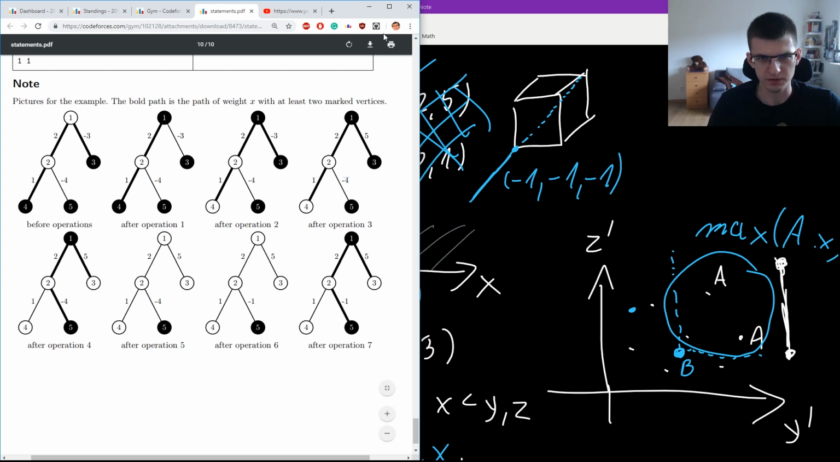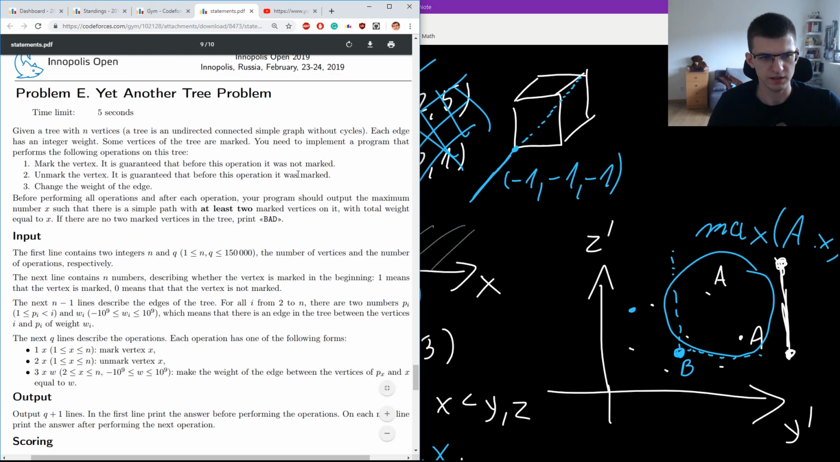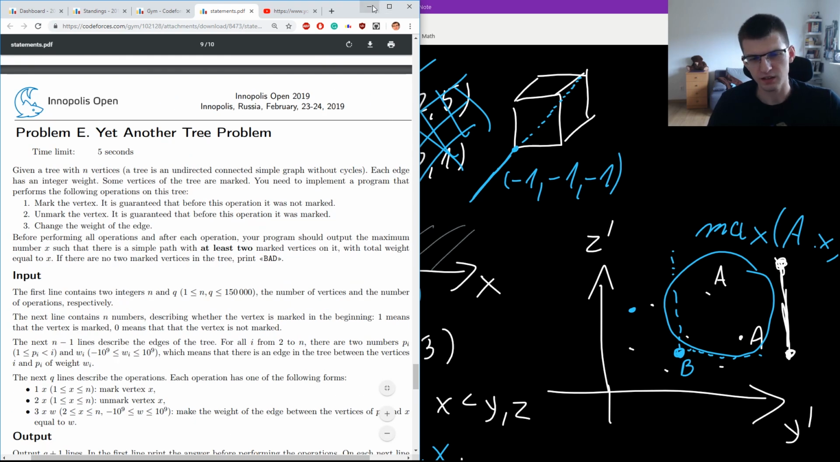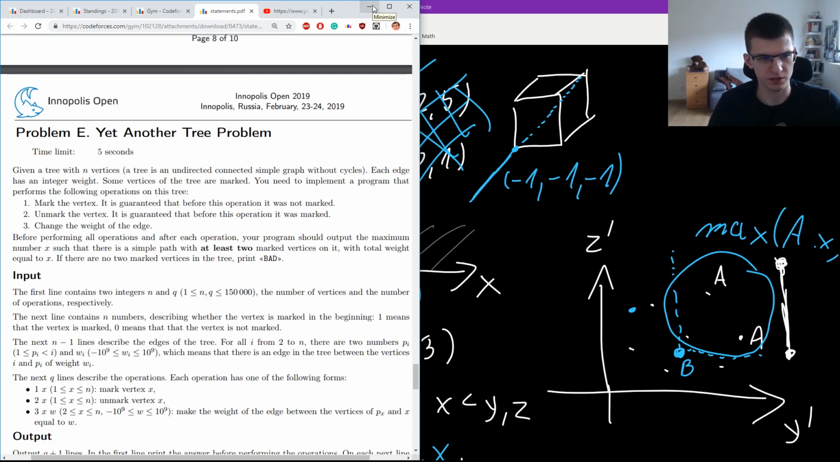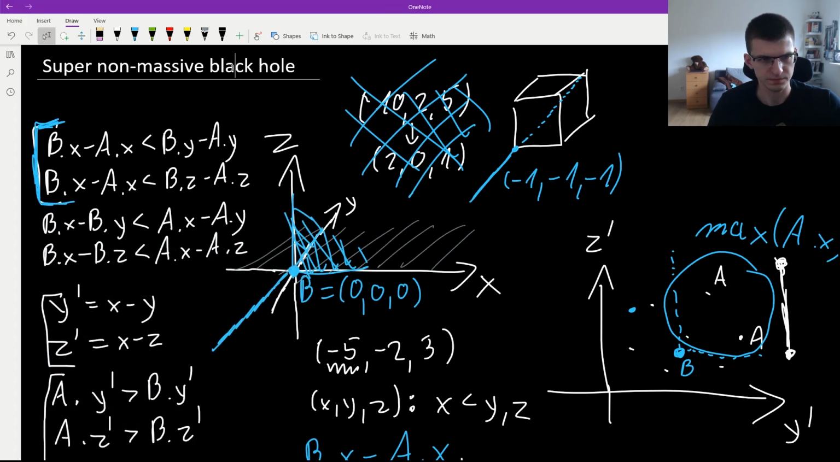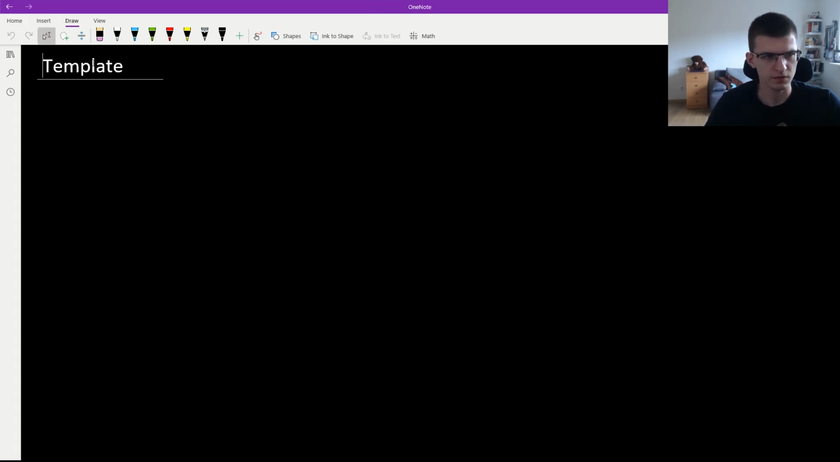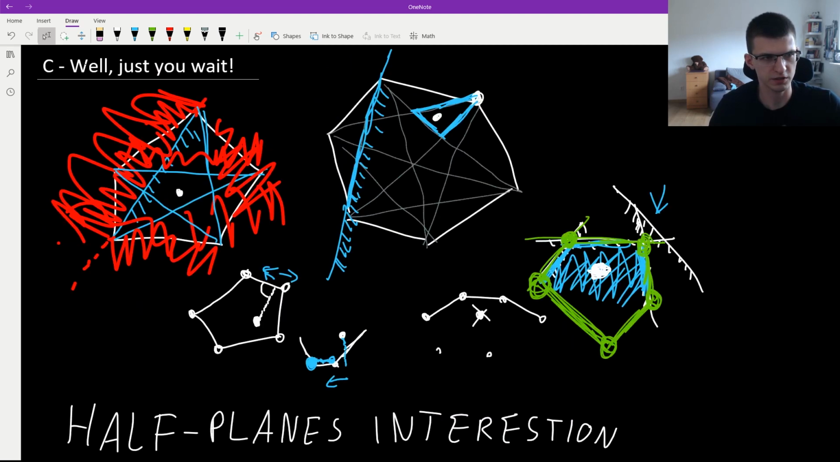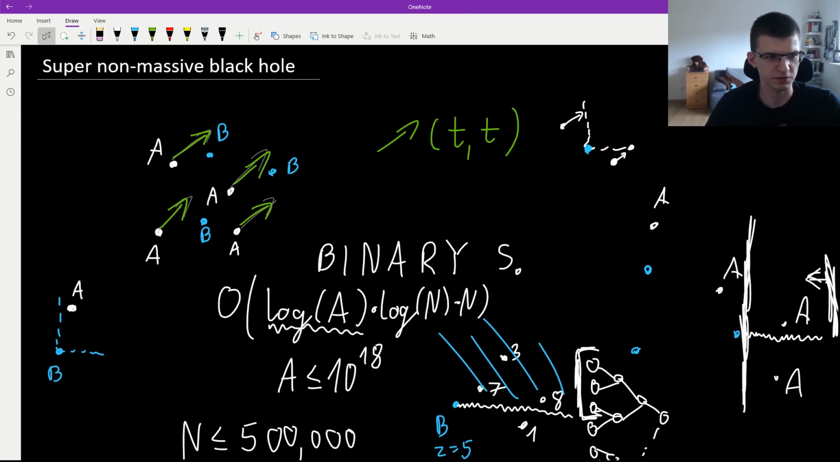My first thought after I read this problem was that I'm kind of looking for the diameter of a tree. This is yet another tree problem. Oh no, I forgot to put letters. This was D.